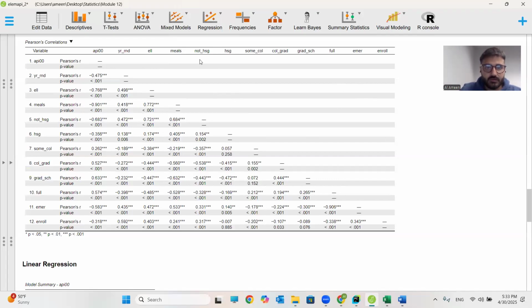So we can look at this correlation matrix. It also tells us the correlation between the predictors themselves. So if we look at meals and compare that to not high school, which is the percent of parents who did not finish a high school degree, we can see that those two, meals and not high school, have a correlation of 0.6. But for our purposes, we're only trying to figure out the predictors in correlation with the API.